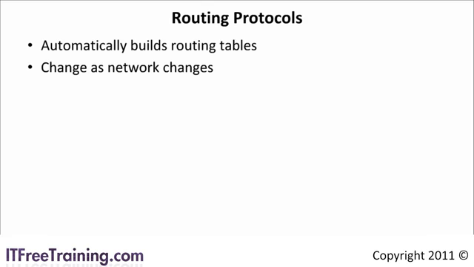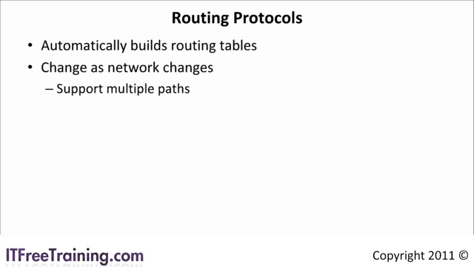Routing protocols also support multiple paths. If there is more than one path to the destination, the routing protocol will only use one route. If a network fails, the routing protocol will remove the dead route and use another path if one exists.